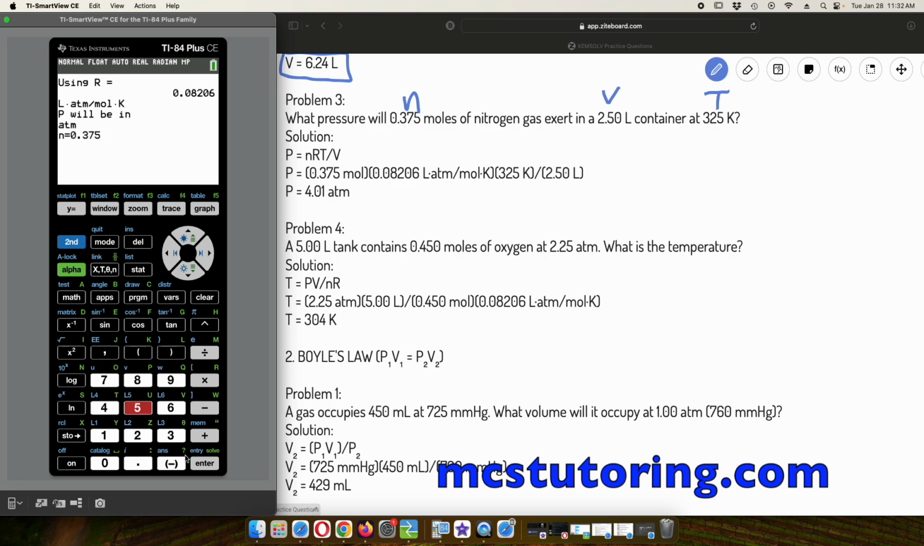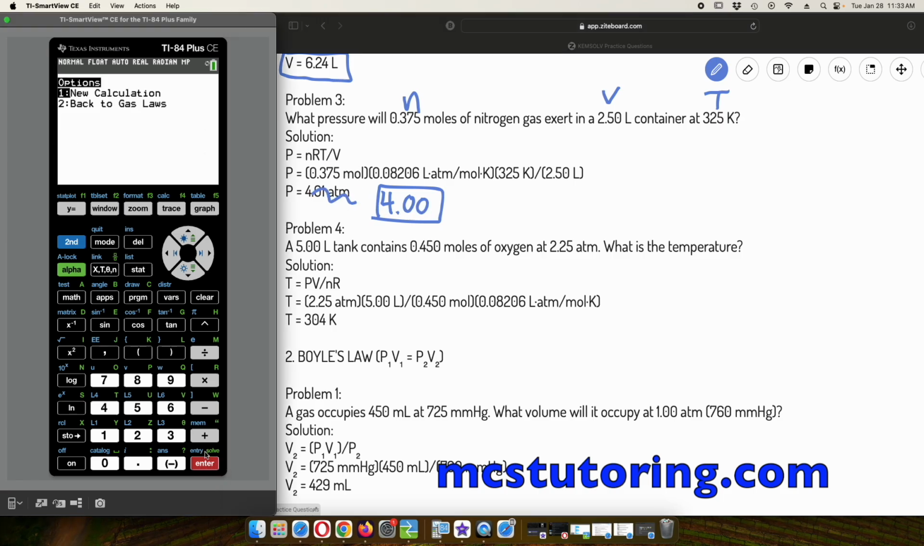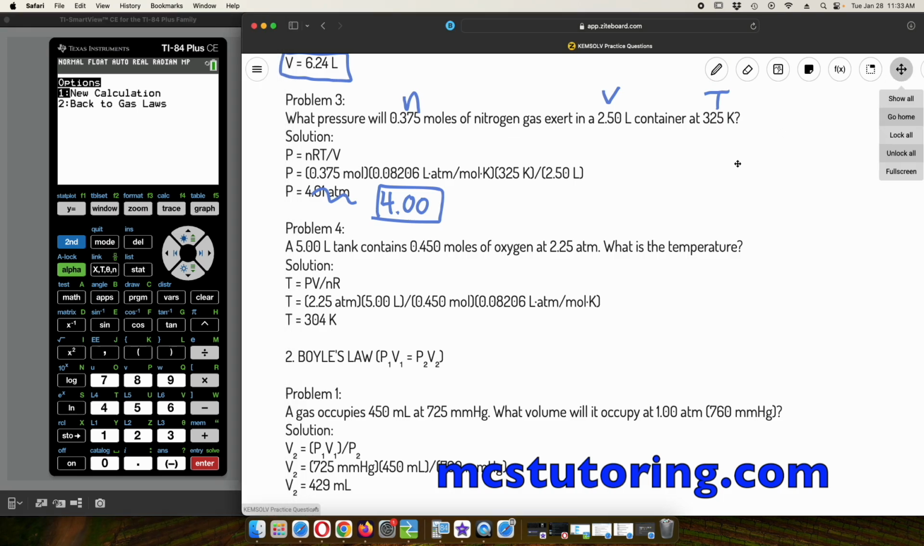Okay, 0.375 for the moles. Good. The temperature is 325 Kelvin. And the volume is 2.50, either way you enter it should be fine. And we get 4.00425. I'm going to go with 4.00 atm. I'm going to say our calculation is more correct than what I'd done before for this Google Doc. Okay, let's continue.